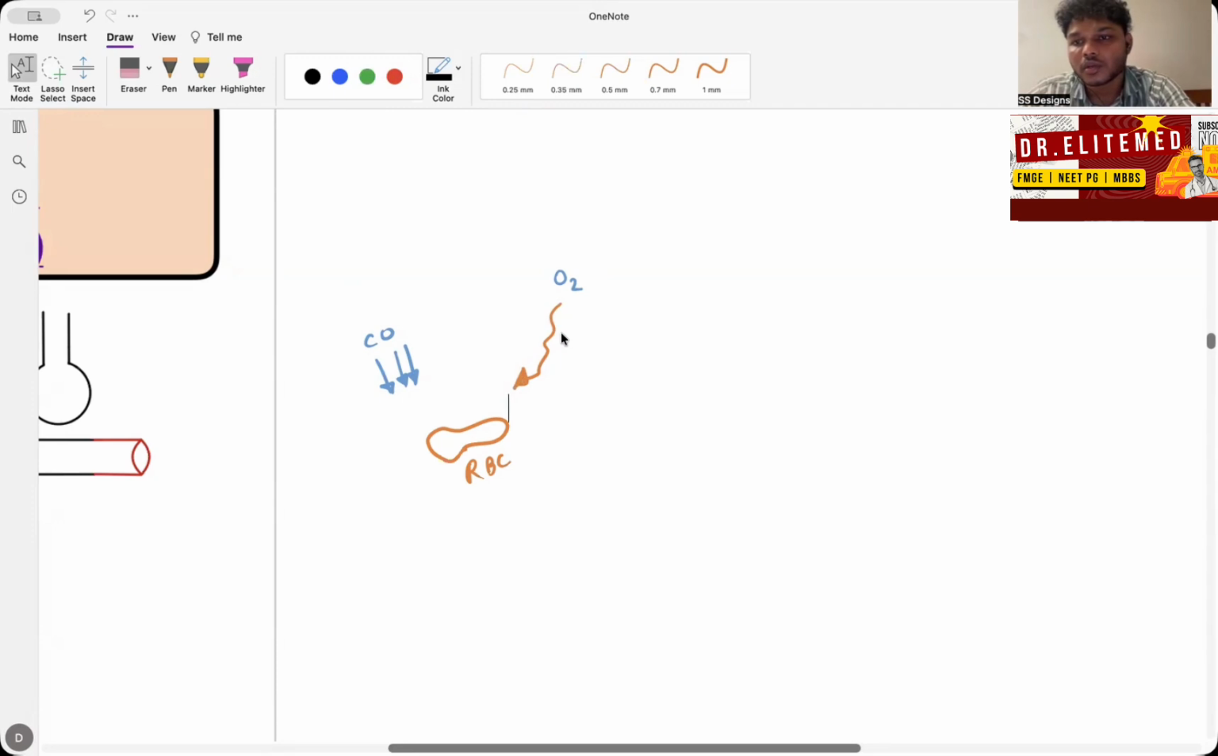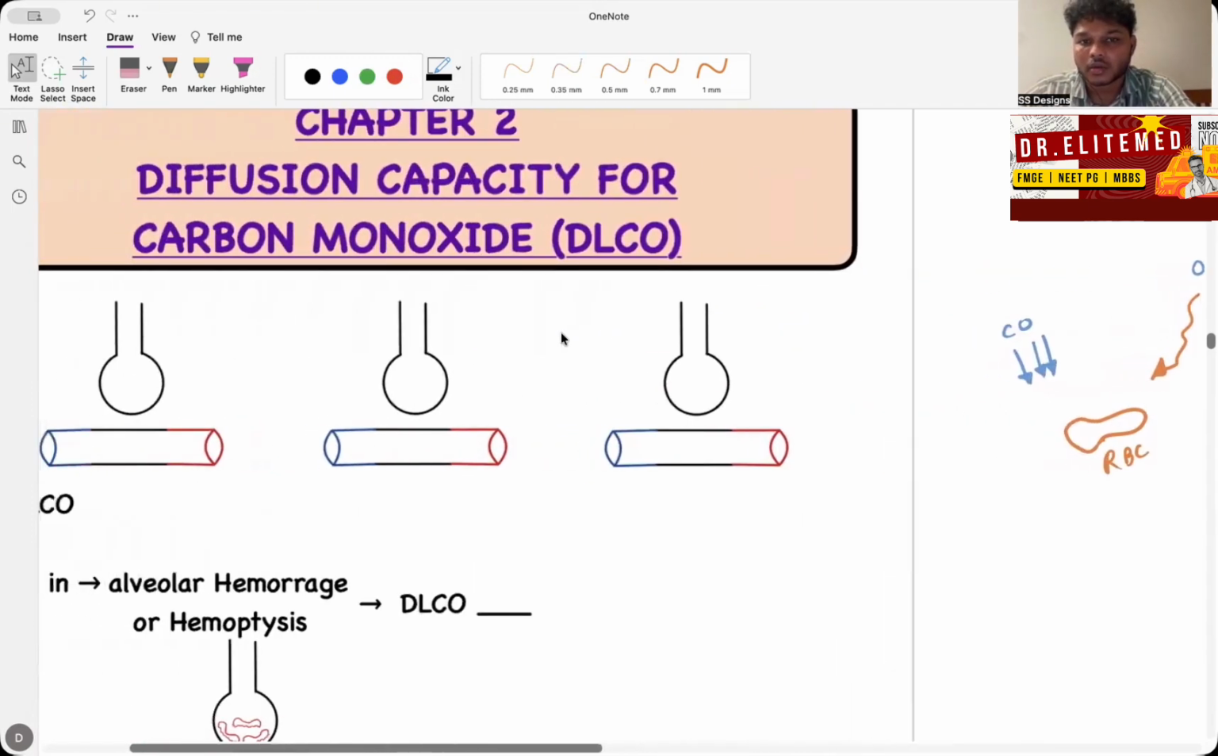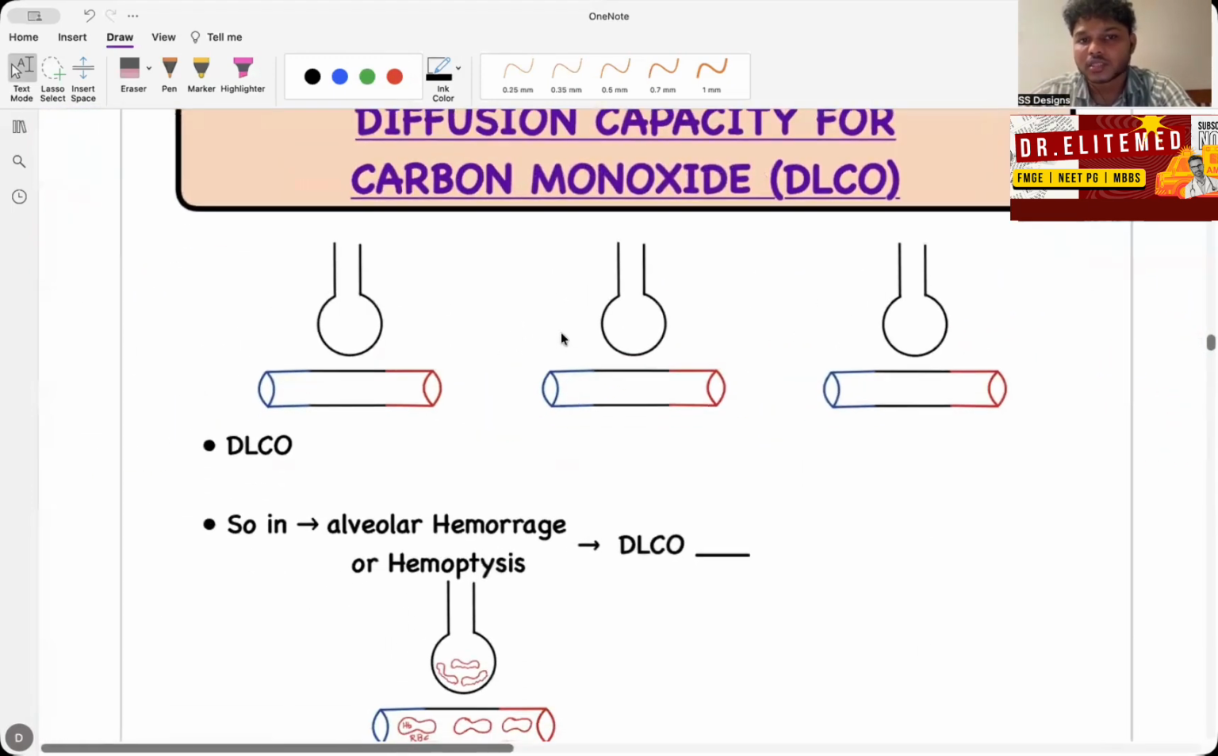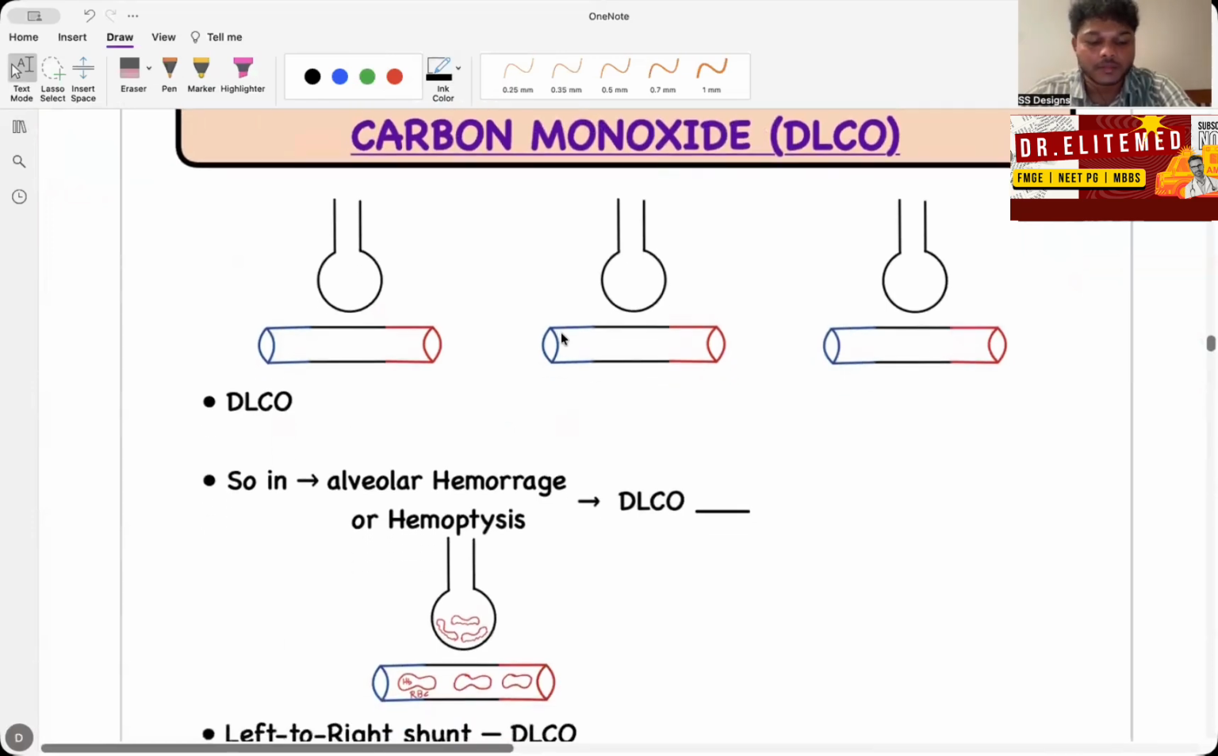So that is why we are going to use carbon monoxide for testing the diffusion capacity. Here, let's say we are giving carbon monoxide at 0.3%. This is not toxic. We give this to the patient, and it enters the blood. We tell the patient to hold for 10 seconds. Hold for 10 seconds.